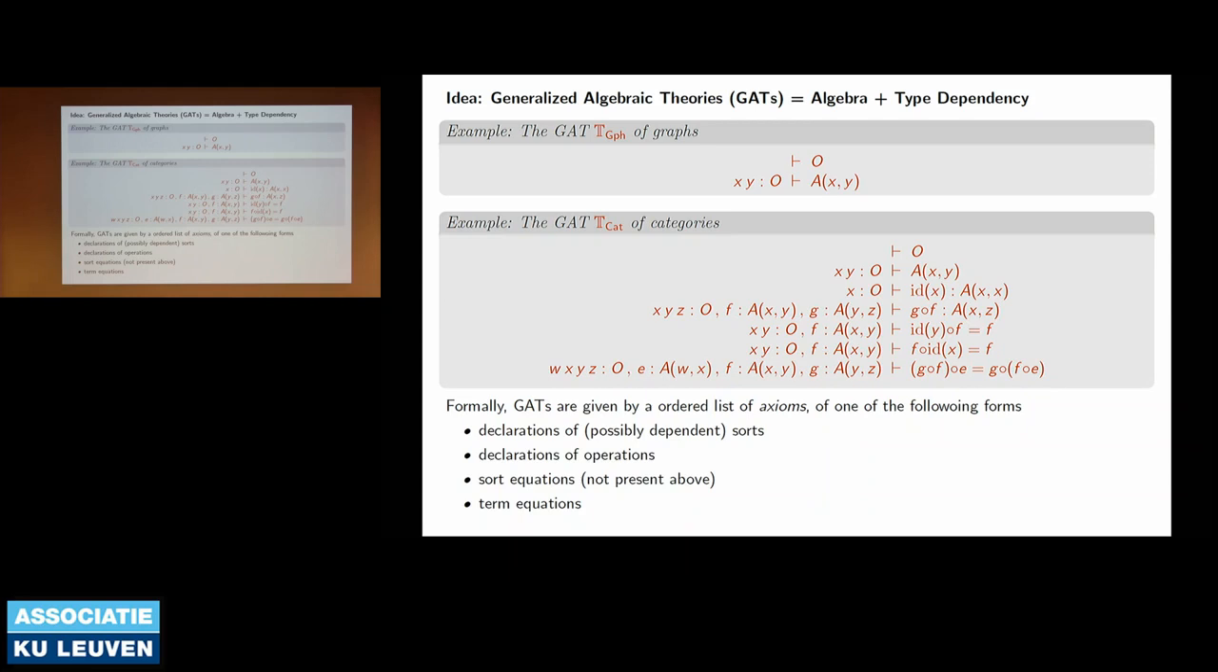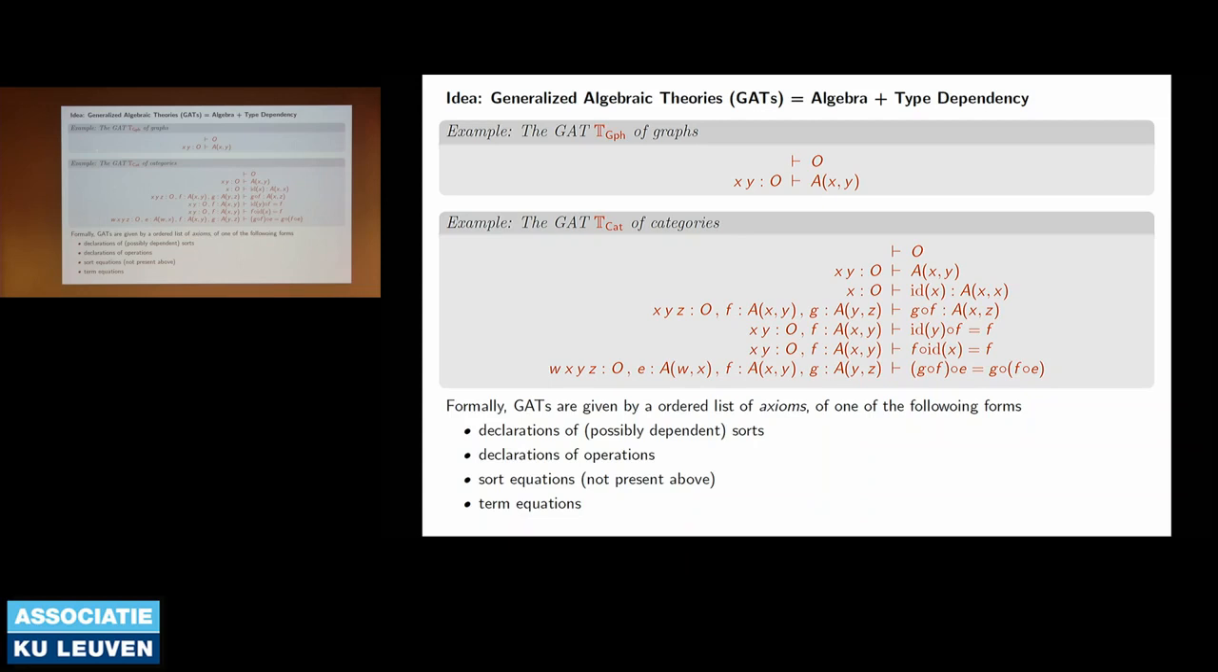And here's another example, and that's the theory of graphs. That's basically just the sort signature of the theory of categories. And so this is a subtheory of this one, and conversely, this one is an extension of that one. And so today I want to talk about extensions of theories. That's why I have these two examples.